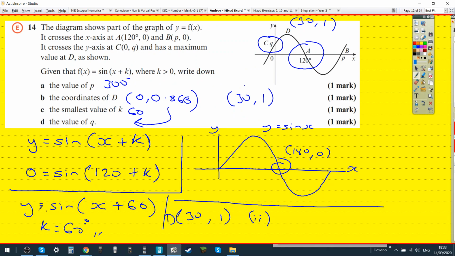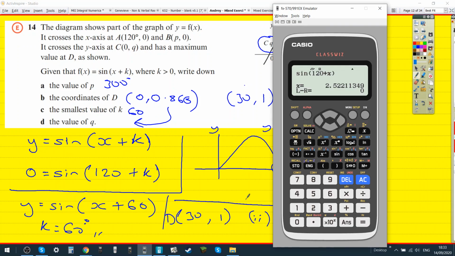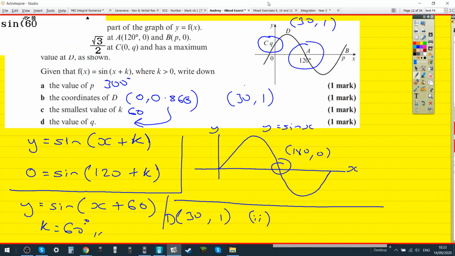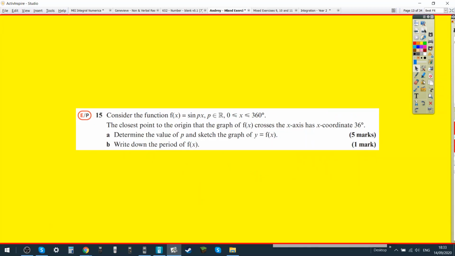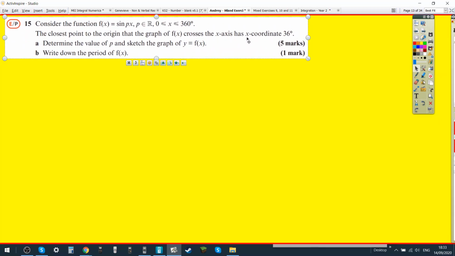Make X 0 and solve for Y. How do you get Q, sorry? It's when X is 0. Oh, yeah. And so it's just Y equals sine 60, I think. Oh, I'm still in radians. Yeah, root 3 over 2. Great. All right. Any questions there? No. Okay, not bad. Oh, what is this?